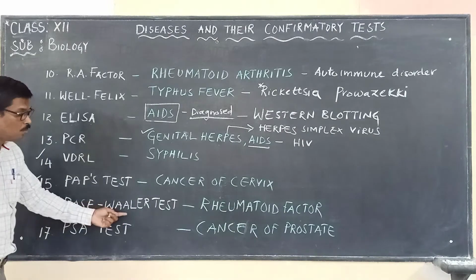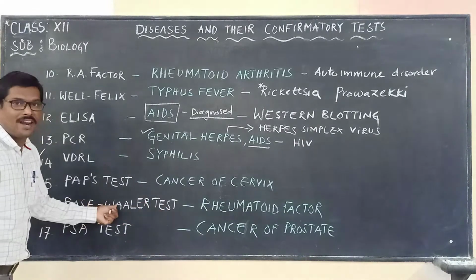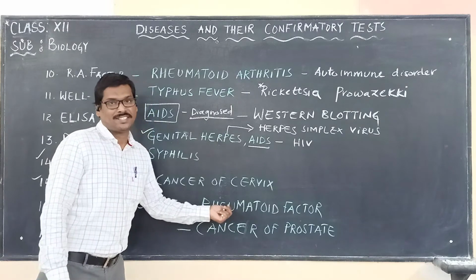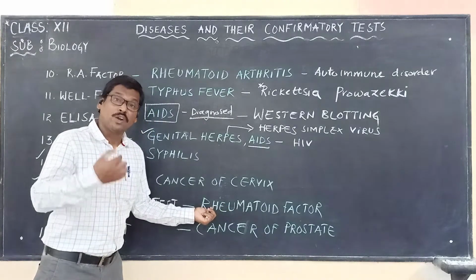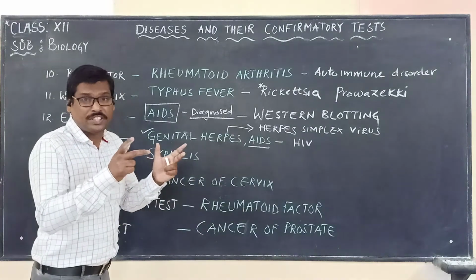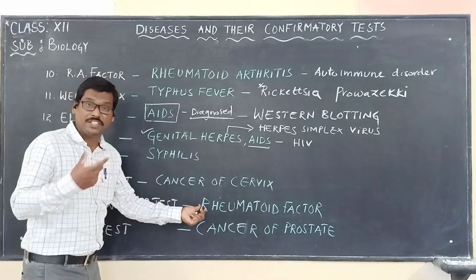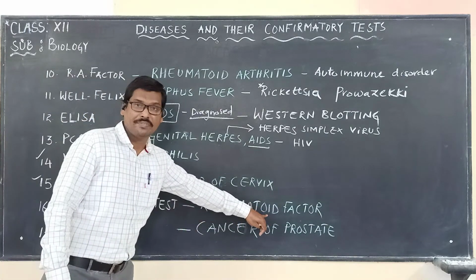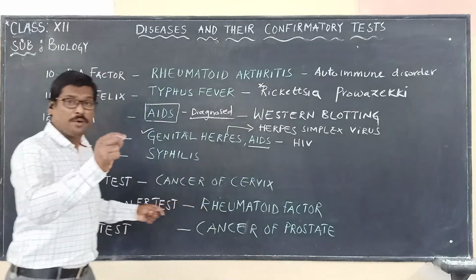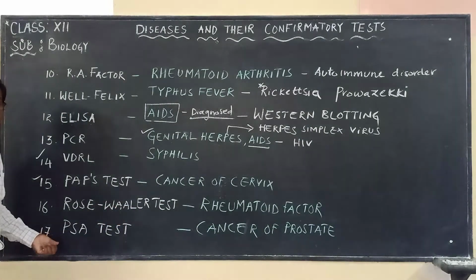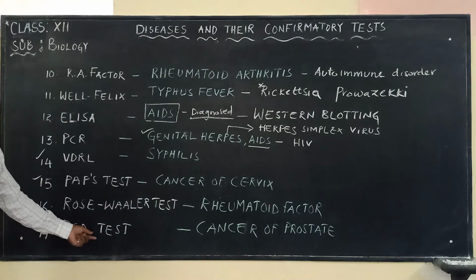And the other one is called the Rose-Waller test. Rose-Waller test is used to confirm rheumatoid factor. When our own immune system is damaging several types of tissues in our body, we are calling it rheumatoid factor, which is confirmed by a test called the Rose-Waller test.